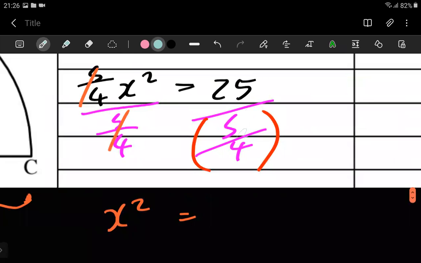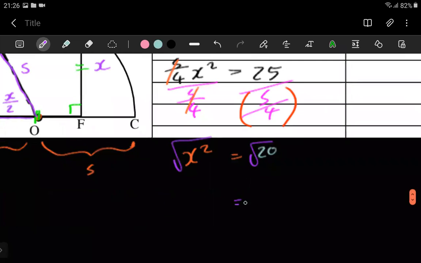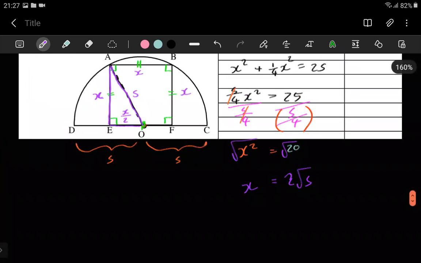It's okay. This divided by this is 20. Then we have to square root the left, square root the right. So what does it give us? 2 square root of 5. Does it give you 2 square root of 5? Yeah, it does. X is 2 square root of 5. Oh, wait, I have to confirm with the calculator. Yes, 2 square root of 5. We have confirmed.